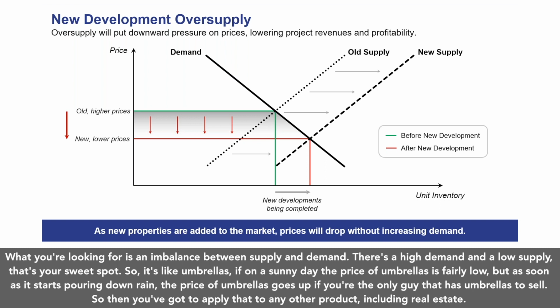There's a high demand and a low supply. That's your sweet spot. So it's like umbrellas. On a sunny day, the price of umbrellas is fairly low, but as soon as it starts pouring down rain, the price of umbrellas goes up if you're the only guy that has any umbrellas to sell. So then you've got to apply that to any other product, including real estate.